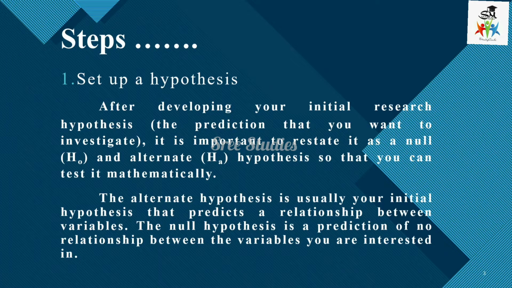The alternate hypothesis is usually the initial hypothesis that predicts the relationship between the variables. The null hypothesis is the prediction of no relationship between the variables you are interested in. So you have to set up two hypotheses, the null hypothesis and the alternate hypothesis, H0 and HA.